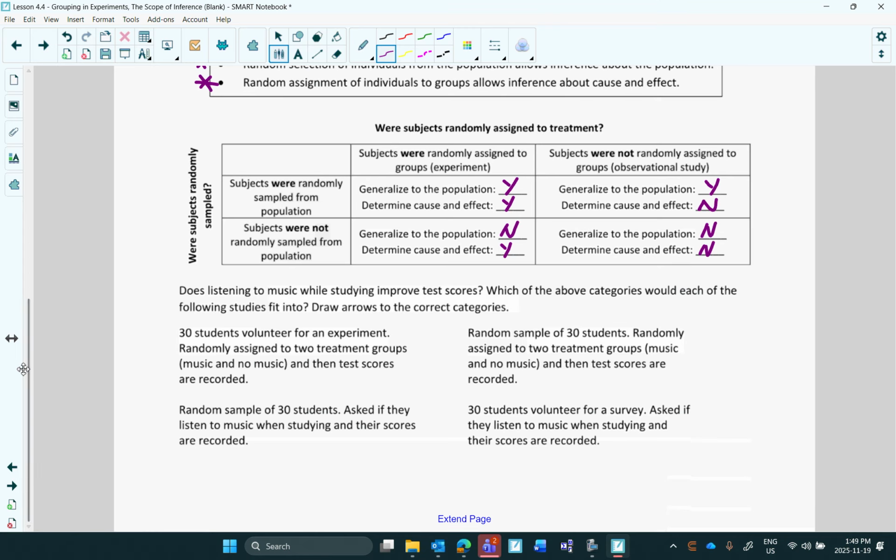So the last example, does listening to music while studying improve test scores? Which of the above categories would each of these be in? So we're just going to draw arrows. We got 30 students who volunteered for the experiment. They were randomly assigned to 2 treatment groups. Bottom left. So they were not randomly sampled, but they were randomly assigned. Good.